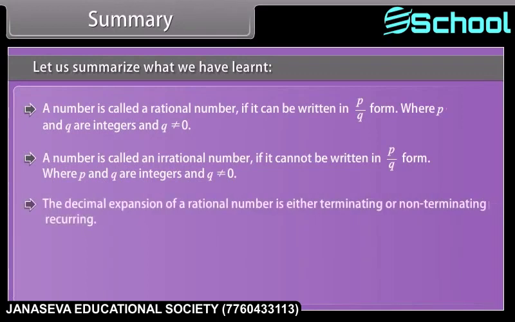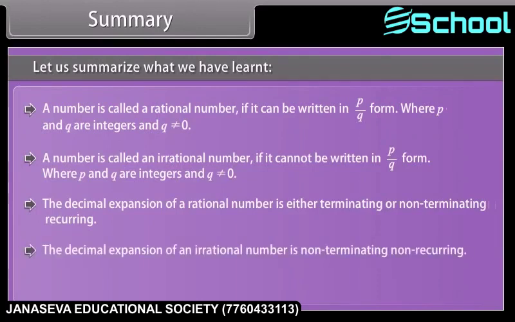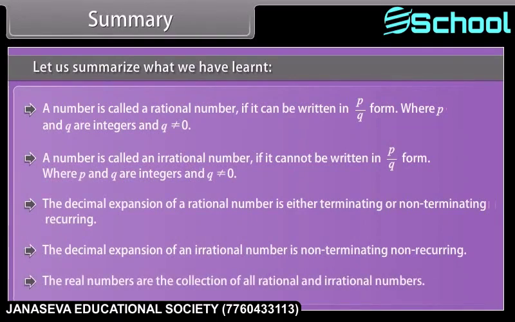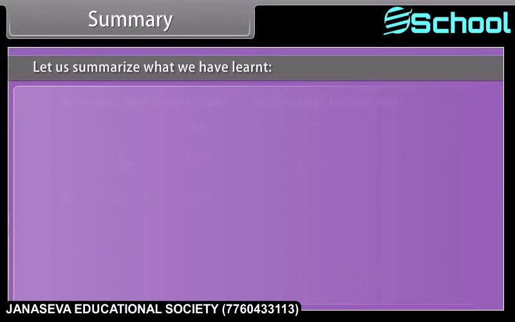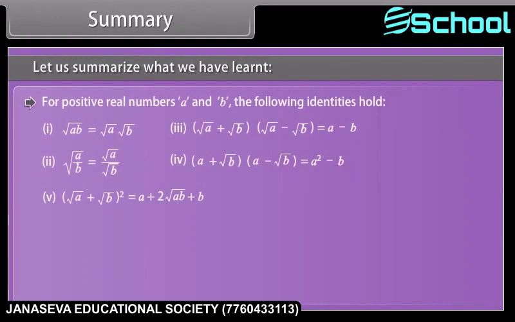The decimal expansion of a rational number is either terminating or non-terminating recurring. The decimal expansion of an irrational number is non-terminating non-recurring. The real numbers are the collection of all rational and irrational numbers. For positive real numbers A and B, the following identities hold.